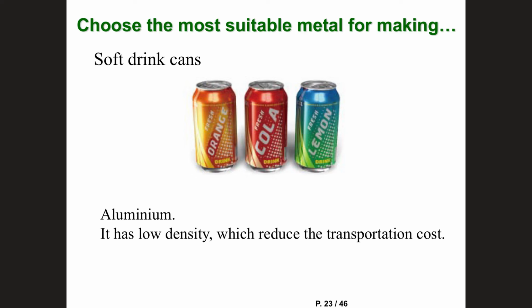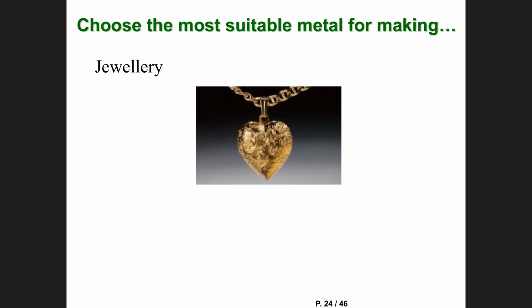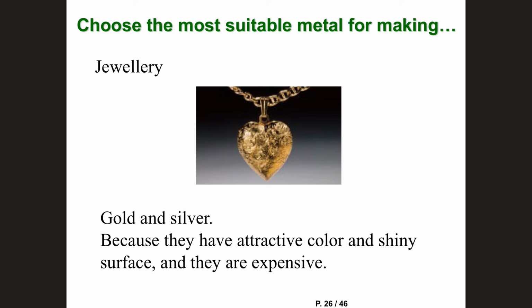In making soft drink cans, we will also consider the density of the materials because with a lower density, the weight of the soft drink can be lower, which could reduce the transportation costs. And for jewelries, which metal would you choose? In this case, gold and silver are commonly used because both metals have attractive colors, and also they are corrosion resistant, which can maintain their shiny surface for a very long time. And besides that, they are expensive, so that the jewelries can be more valuable.